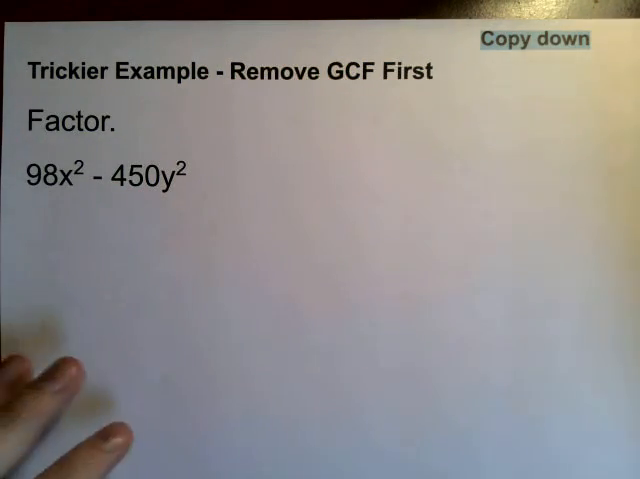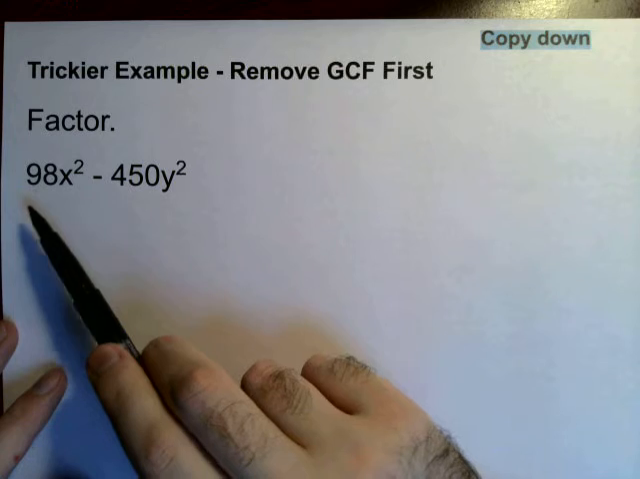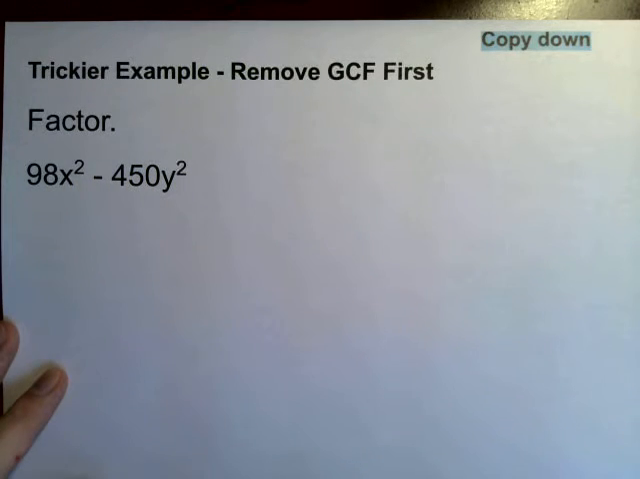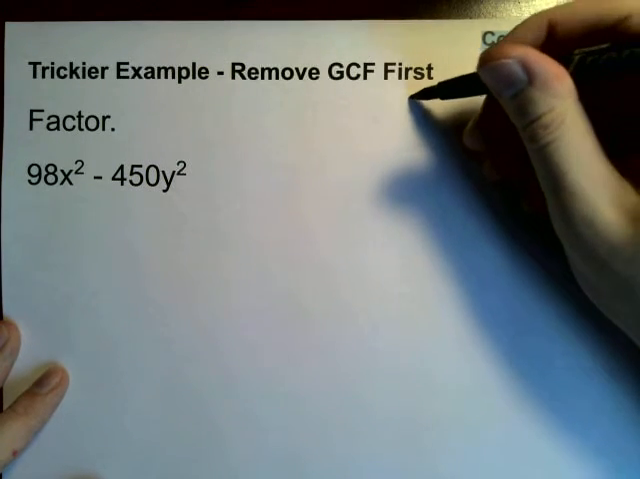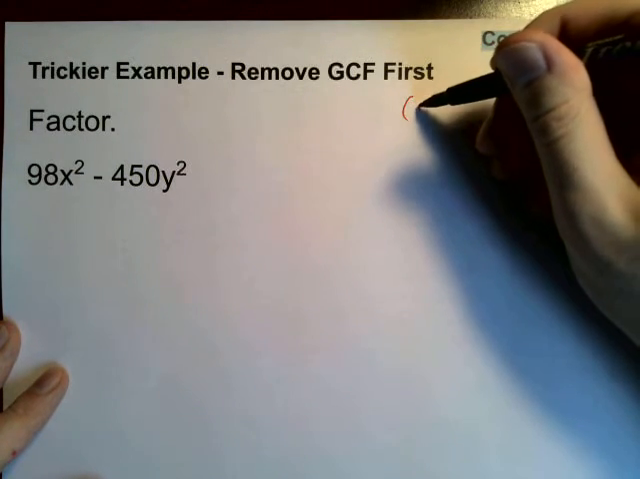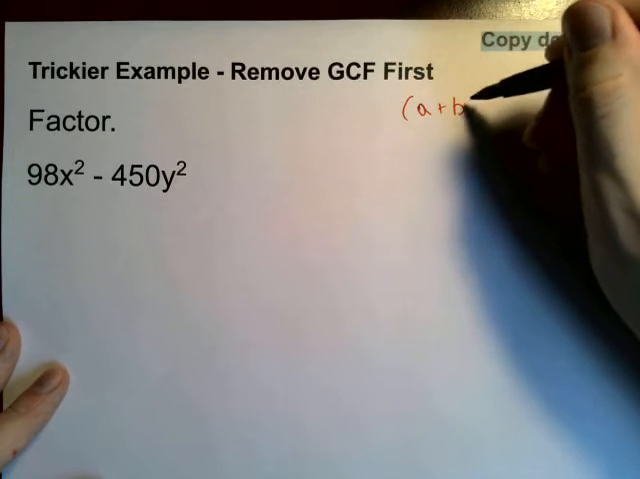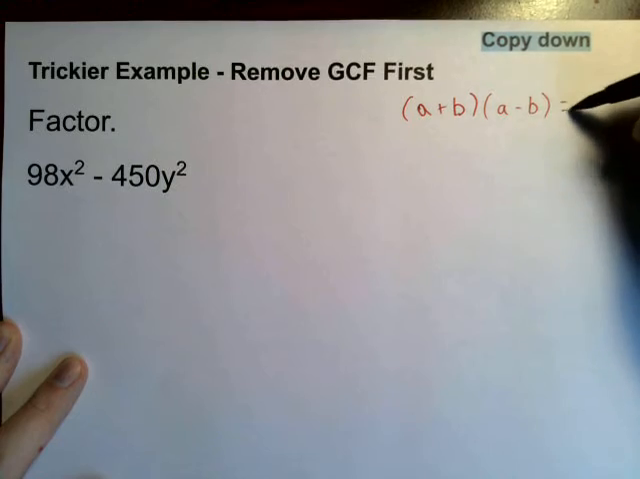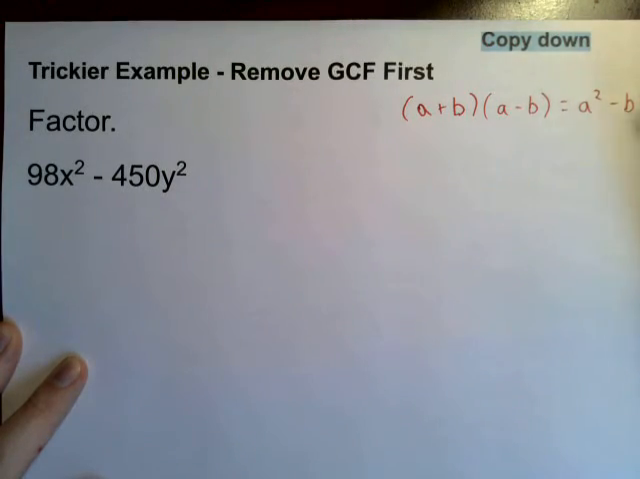Alright, we're now going to look at a trickier example where you have large number coefficients and you also have variables on both of the terms, and this is going to affect how you can actually factor this. So the general case is still going to be true. A plus b times a minus b is going to be a squared minus b squared.